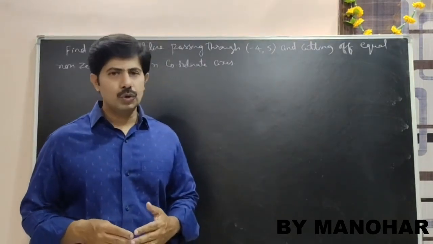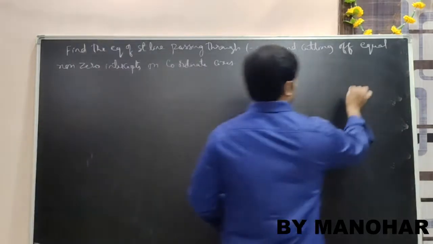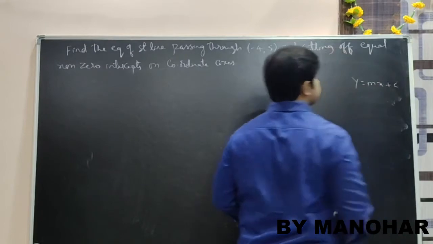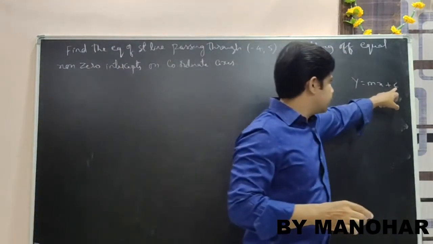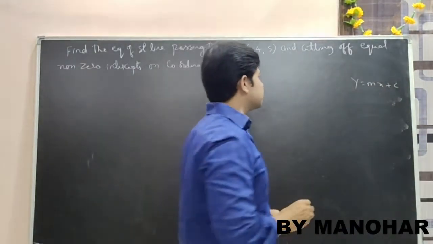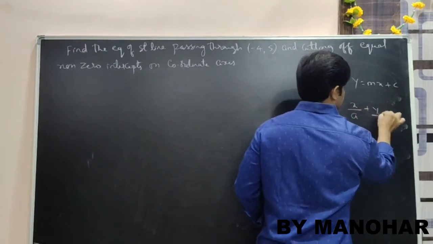So we have two types of equations which have intercepts. One is y = mx + c. This is the slope intercept form of a line. In this we have only one intercept. This is c, and that c is called the y-intercept. And one more intercept form of line is there, in which we have both the intercepts.